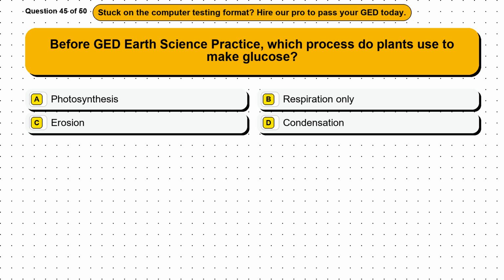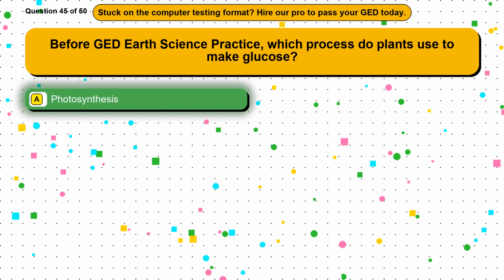Question 45. Before GED Earth Science Practice, which process do plants use to make glucose? Option A photosynthesis. Option B respiration only. Option C erosion. Option D condensation. The correct answer is option A.